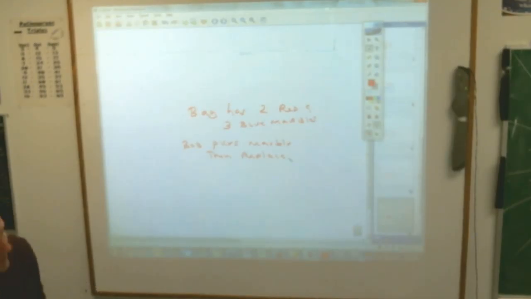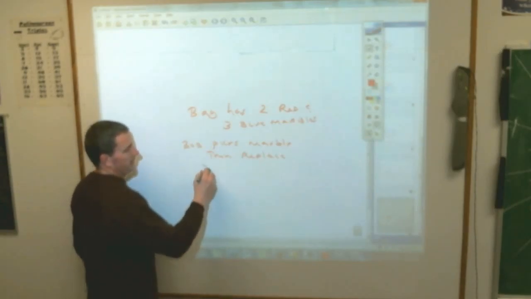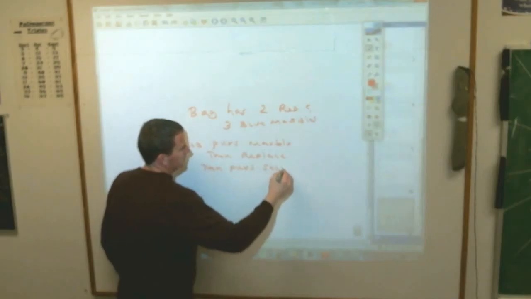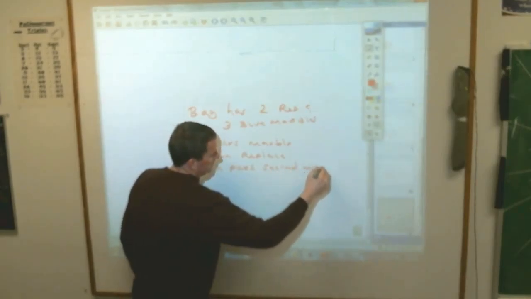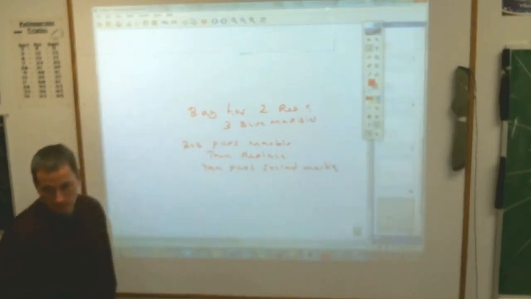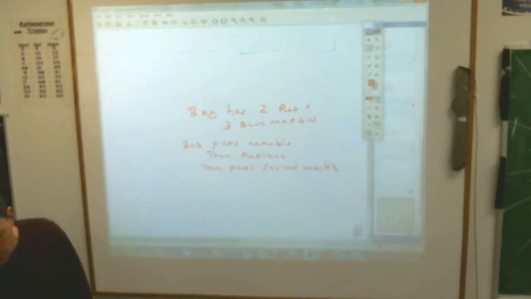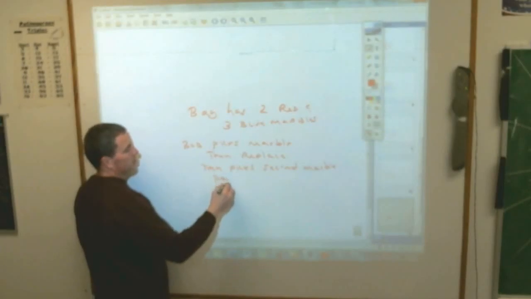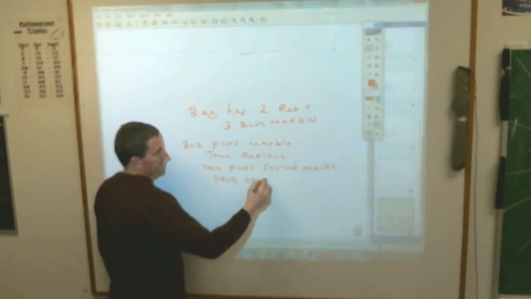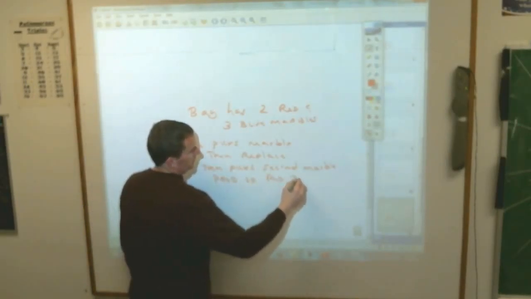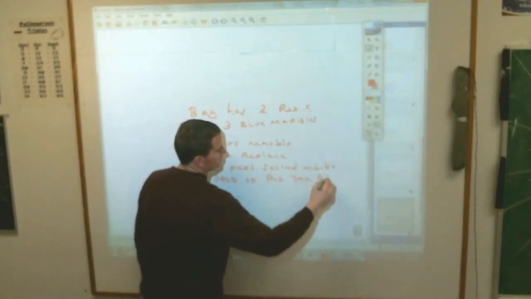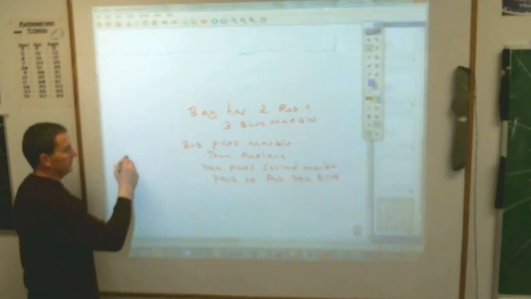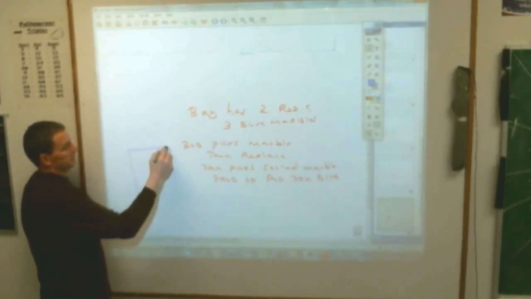He then selects a second marble. What's the probability he selects a red and then a blue? And it doesn't really matter what order he does it in. He could do blue and red. It's really not going to change the probabilities, I don't believe.